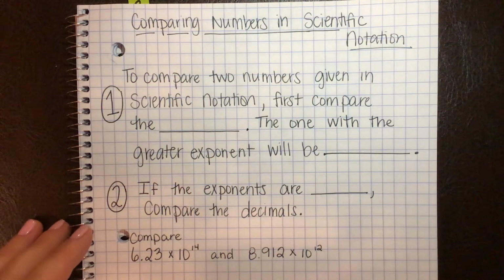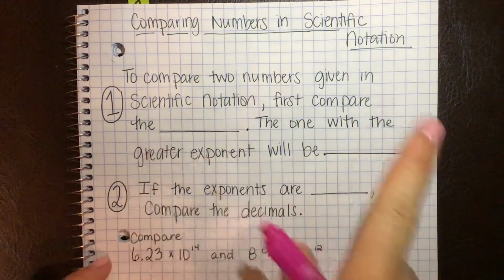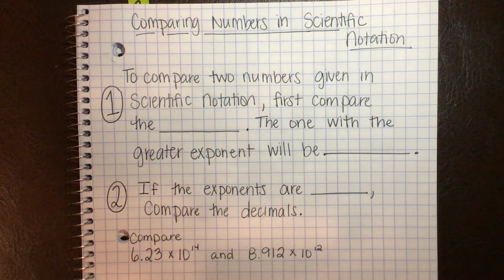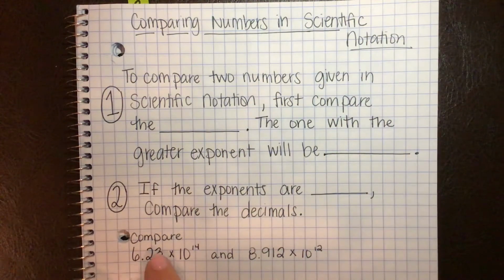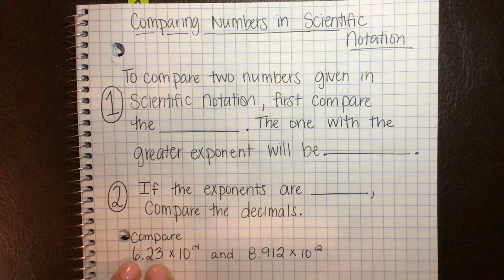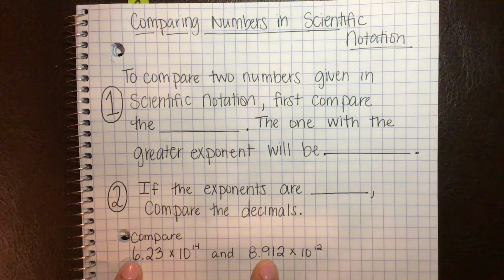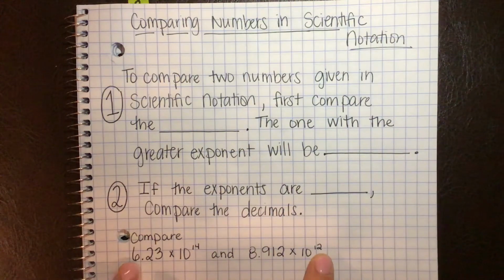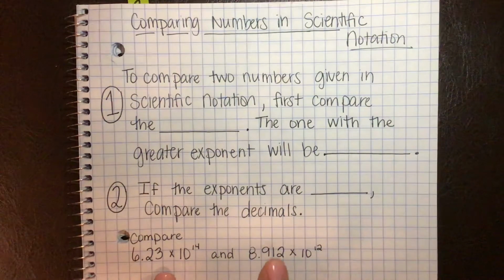So, comparing numbers in scientific notation. Again, pause the video to get everything written down, and then we will fill in the blanks as we go through it. So if we were comparing 6.23 times 10 to the 14th and 8.9112 times 10 to the 12th.